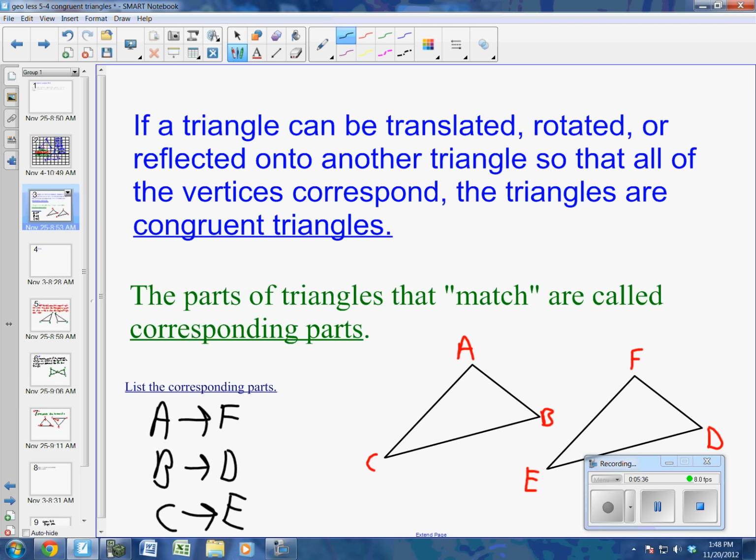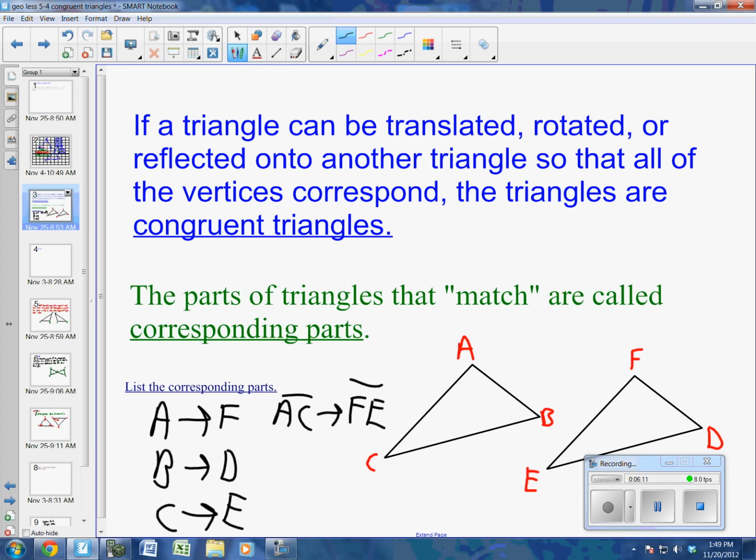6. How do you know 6? Who said 6? Matt, how did you get 6? 6 sides, that's right. 3 vertices and 3 sides. So name me a side. AC. What does AC correspond to? FE. Do I have to write it as FE or can I write it as EF? It has to match whatever I write over here, right? Since I went from A to C, and A corresponds to F, F would have to go first.